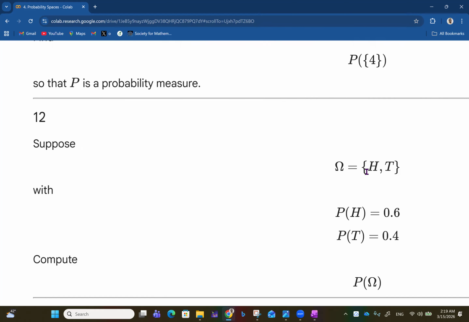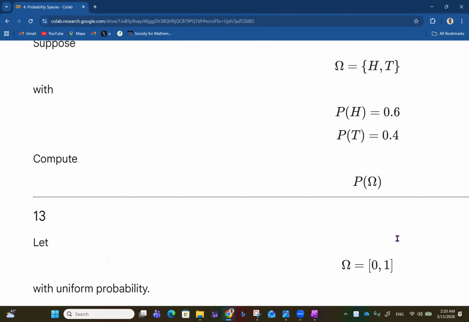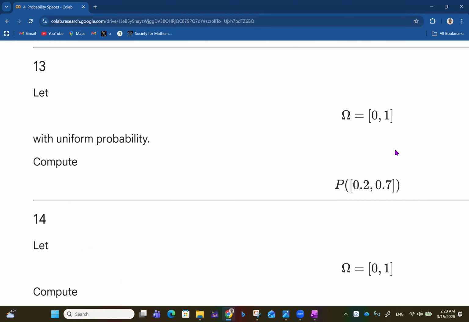Suppose the sample space is H comma T, with probability of head 0.6 and probability of tail 0.4. Compute the probability of omega. Of course, probability of omega is everything. That's 0.6 plus 0.4, which is simply 1. Then 13, omega is 0 comma 1. With uniform probability, compute the probability of 0.2 to 0.7. That's 0.7 minus 0.2, which is simply 0.5 straight up.